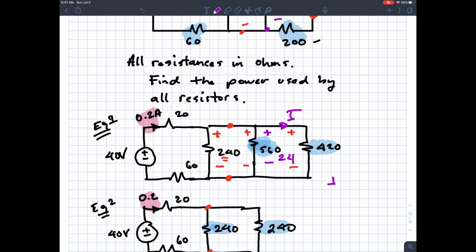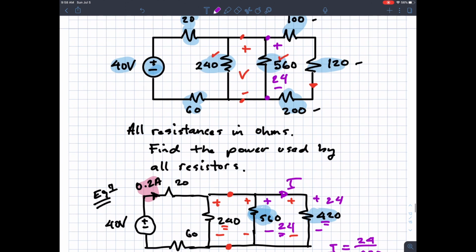Okay, so in this case, using just a simple series resistance, if I know this is 24, a rise of 24 is equal to a drop of 24. So this voltage drop is 24 across this resistor. All right, that lets me calculate the current. Okay, so the current is 24 over 420. All right, so the current in that branch is 0.0571 amps. So that lets me do I squared R on the rest of the calculations here.